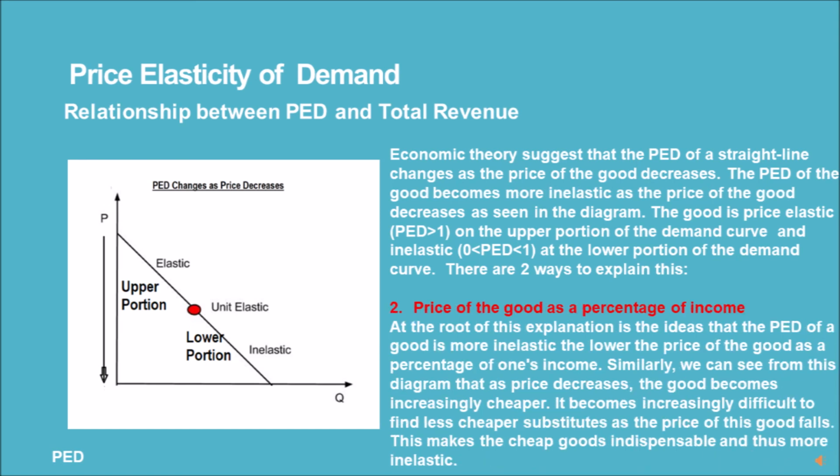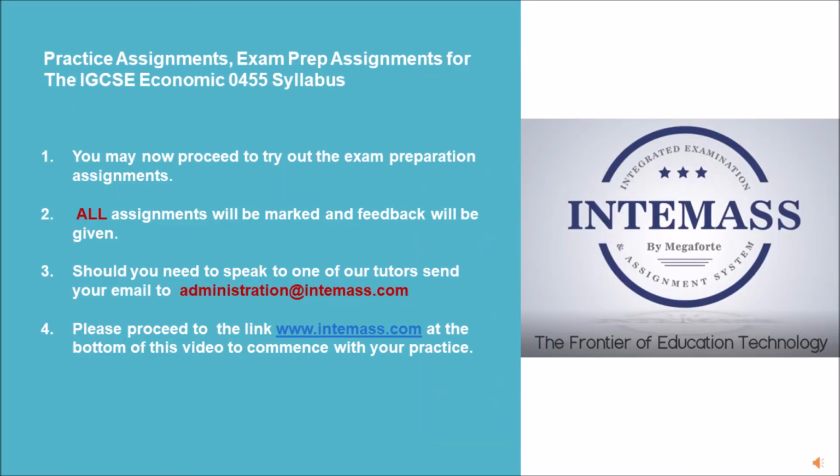2. Price of the good as a percentage of income. At the root of this explanation is the idea that the PED of a good is more inelastic the lower the price of the good as a percentage of one's income. Similarly, we can see from this diagram that as price decreases, the good becomes increasingly cheaper. It becomes increasingly difficult to find cheaper substitutes as the price of this good falls. This makes the cheap goods indispensable and thus more inelastic.